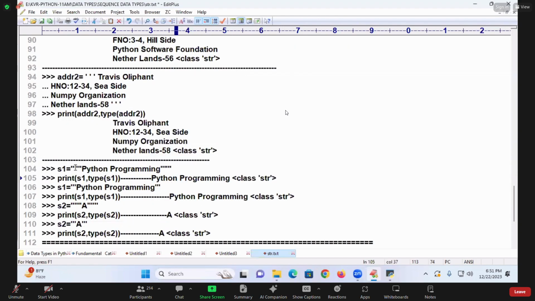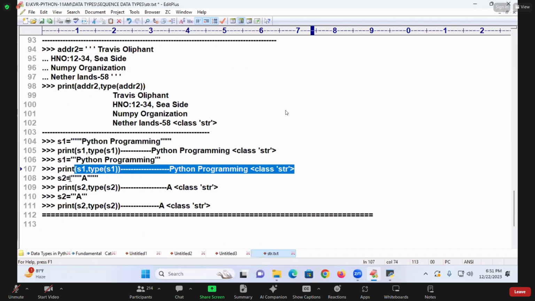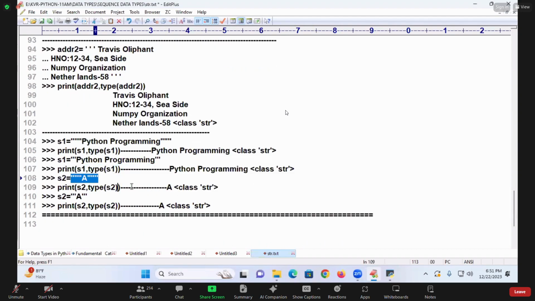Using triple double quotes, I wrote a single line, no problem. I wrote with triple single quotes, also written, no issue. We can do it. Triple double quotes, one single letter, no problem, it is a str. Triple single quotes also give str, no problem. Are you following me?